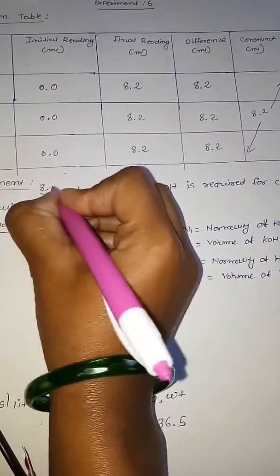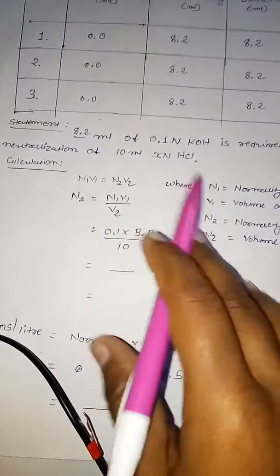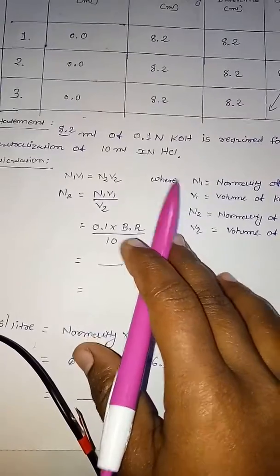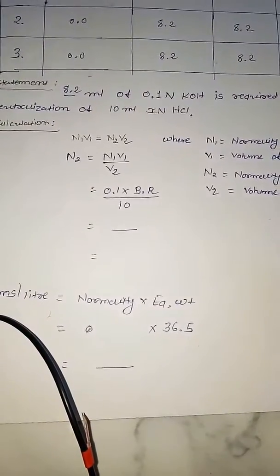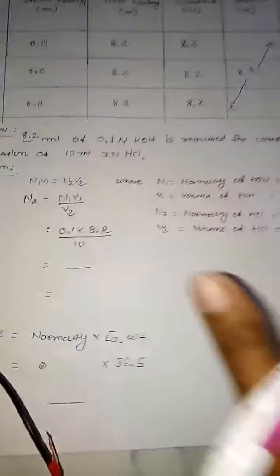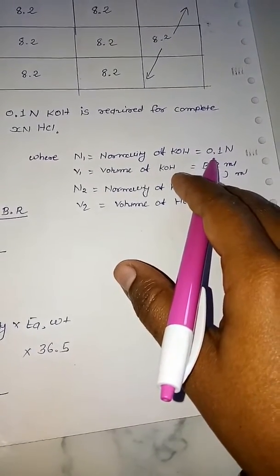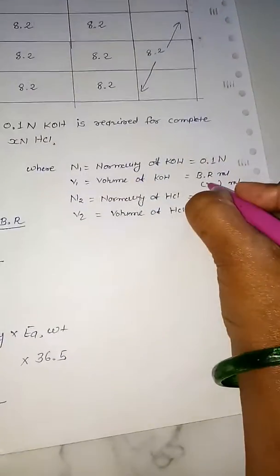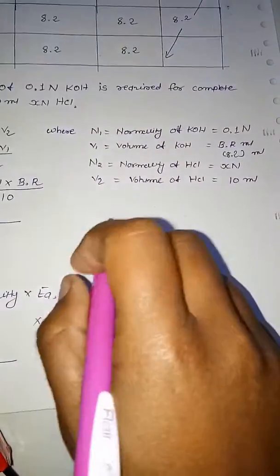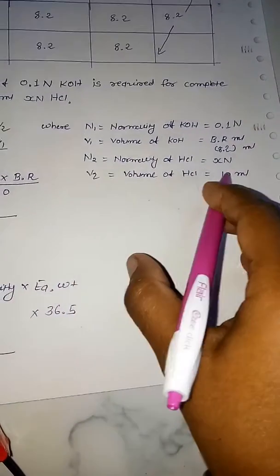So what you have is: 8.2 ml of 0.1 normal KOH is required for complete neutralization of 10 ml X normal HCl, right? Now we will find the normality and grams per liter of HCl. Again we have a simple formula, N1V1 equals N2V2. Here N1 is the normality of KOH, which is already given in your aim, and it is 0.1 normal. V1 is the volume of KOH, equal to your burette reading, and that is 8.2 ml. N2 is the normality of HCl, which you have to find out, and V2 is the volume of HCl, which is 10 ml.